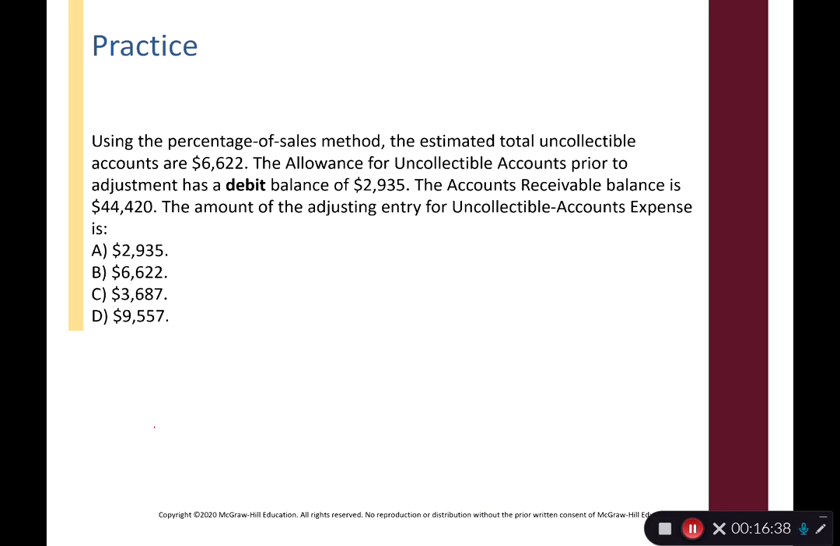Let's do another one. Using the percentage of sales method, the estimated total uncollectibles are 6622. The allowance prior to adjustment has a debit balance of 2935, and the account receivable is 44,420. The amount of the adjusted entry for uncollectible account expense is. So again, what method does the company use? Percentage of sales.